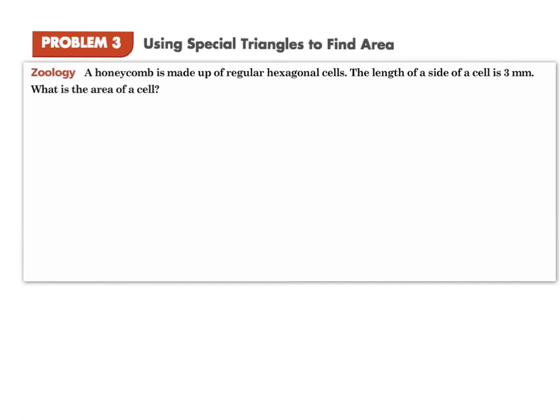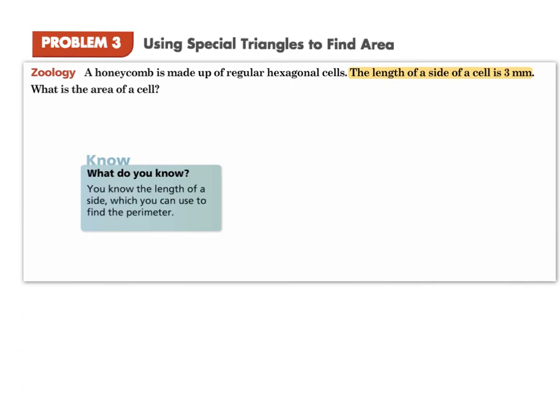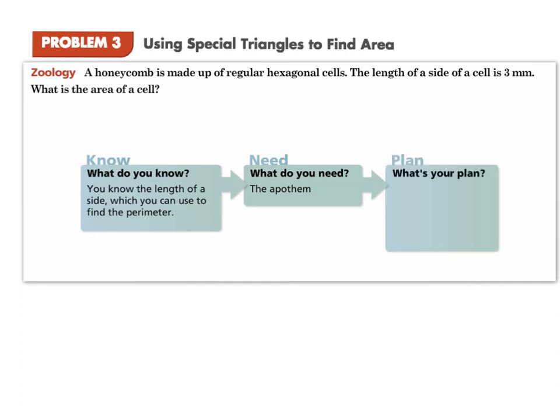In this problem, you will use special triangles to find the area of a regular polygon. A honeycomb is made up of regular hexagonal cells. The length of a side of a cell is 3 millimeters. What is the area of a cell? What do you know? You know the length of a side, which you can use to find the perimeter. What do you need? You need the apothem. What's your plan? Draw a diagram to help you find the apothem. Then use the area formula for a regular polygon.